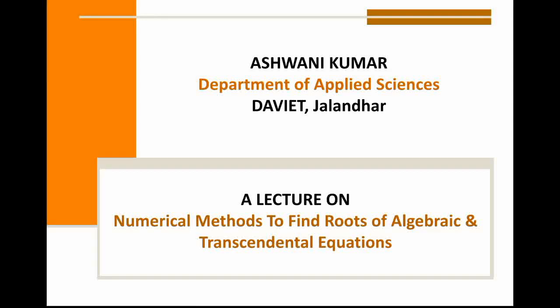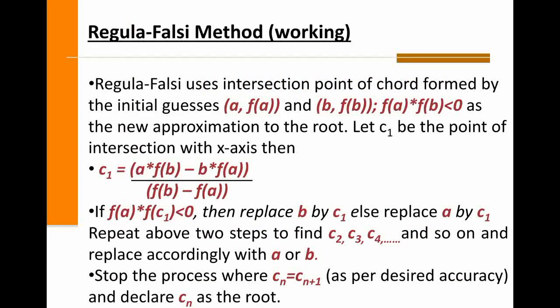Today I am going to give you a lecture on numerical methods to find roots of algebraic and transcendental equations. Regula Falsi method as compared to bisection method. The bisection method works on finding the bisector. The Regula Falsi method works on the methodology of finding the root with the help of the intersection of a chord with the x-axis.